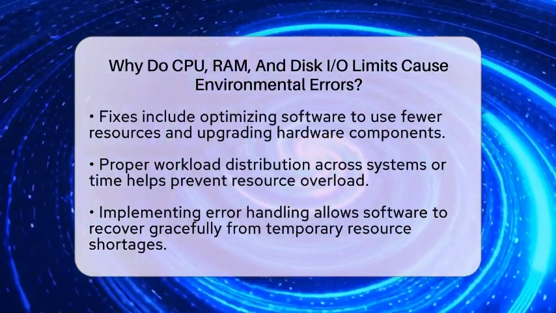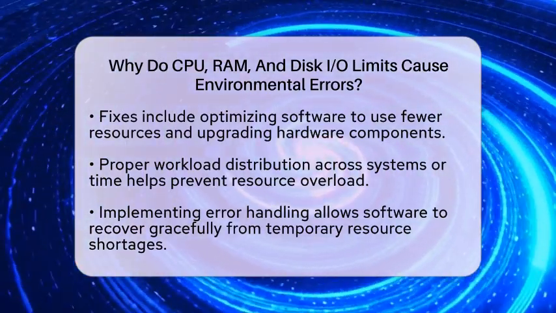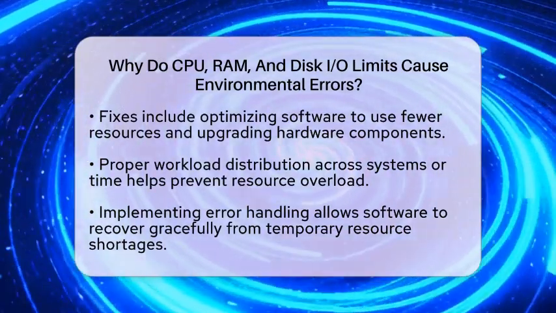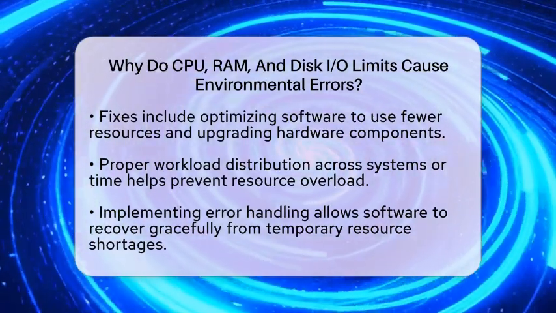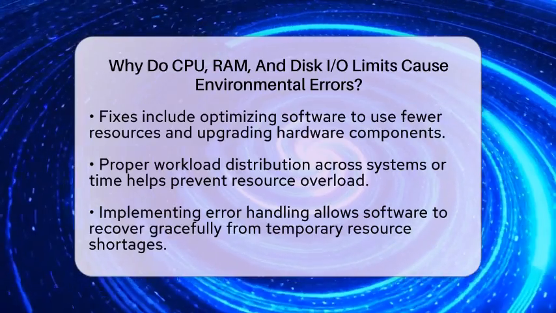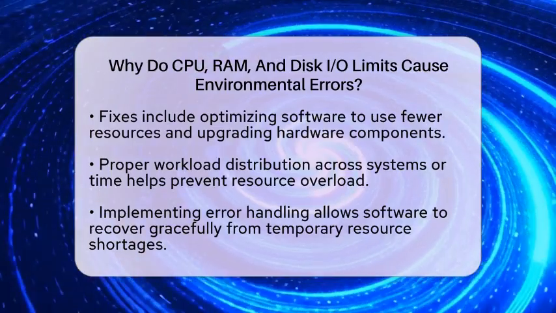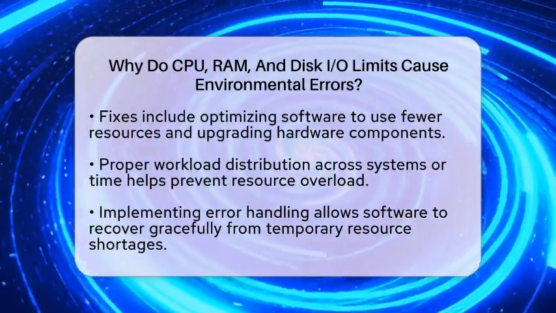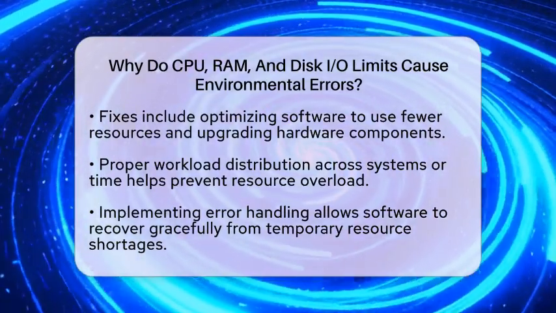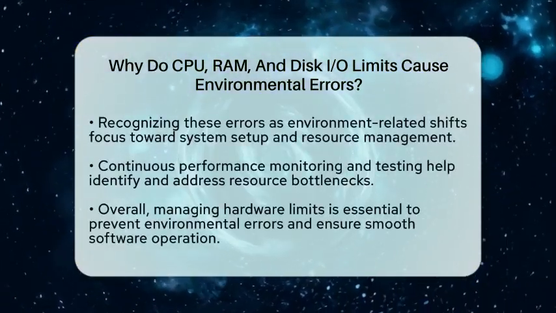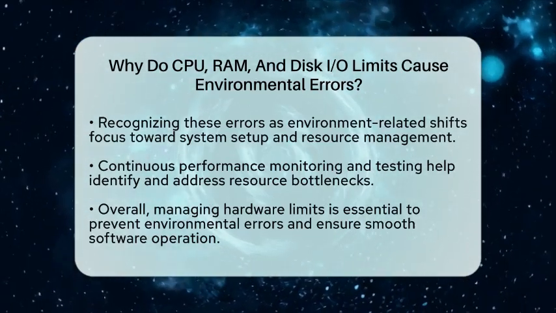One way to fix these issues is to optimize your software to use fewer resources. For example, reducing unnecessary calculations or data loads can help. Increasing hardware capacity, like adding more RAM or faster disks, also makes a difference. Managing workload distribution is another key. Spreading tasks across multiple systems or time periods prevents any one part from becoming overwhelmed. Proper error handling can also help your software recover gracefully if resources are temporarily unavailable.